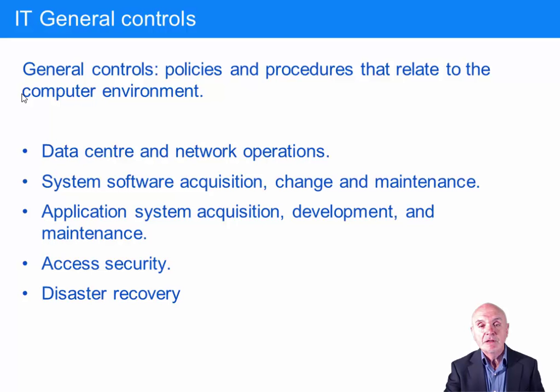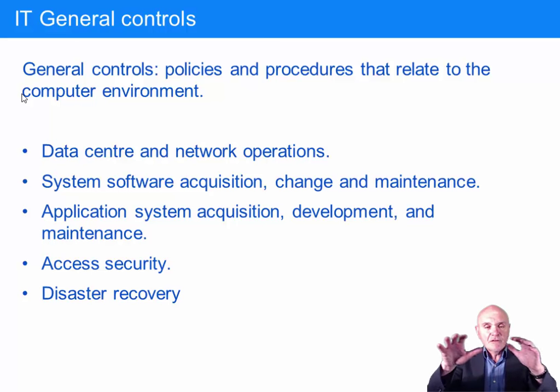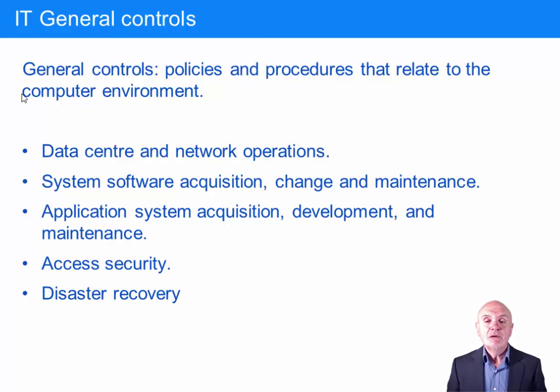Now, the controls which you have over computer systems fall into two sorts. You've got general controls and you've got what's called application controls. I think of the general controls as controls which look after the whole computer installation, really. It's not unique to a particular piece of software. So this is the policies and procedures that relate to the computer environment. And it's things like data center and network operations. So network operations, how do we allocate sign-ons to people? How do we make sure people have got the right access levels and so on? How do we maybe physically safeguard the large data center where all of our information is being held?